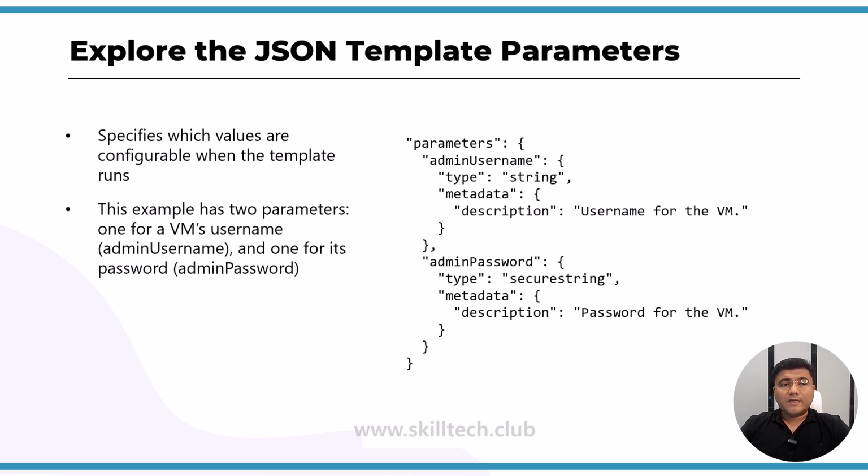Now, if you have a look at the JSON template parameters files, parameters are mostly going to have key value pairs only. It's going to specify which values are going to be configurable when you try to run the template. So basically, whenever you want to keep some dynamic parameter associations with this, the parameter file is what you're going to use. This example is showing you that you have two parameters, one for the virtual machine's username and the other one is for the password. And you can see that we can actually change the values of that while using the deployment through the ARM template.